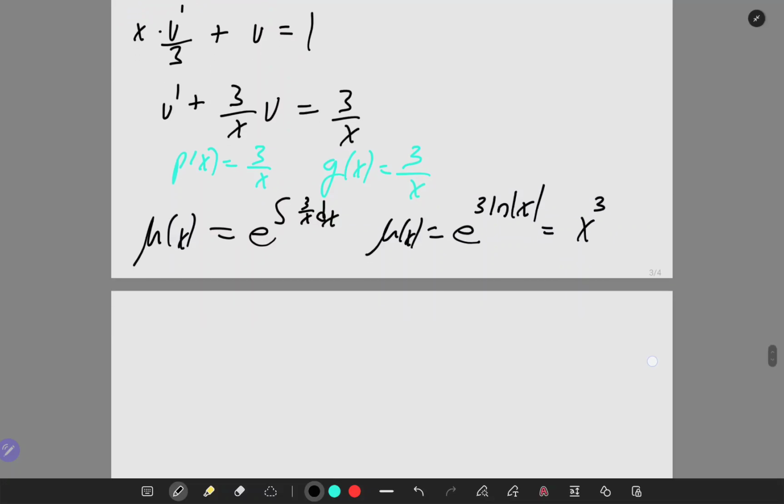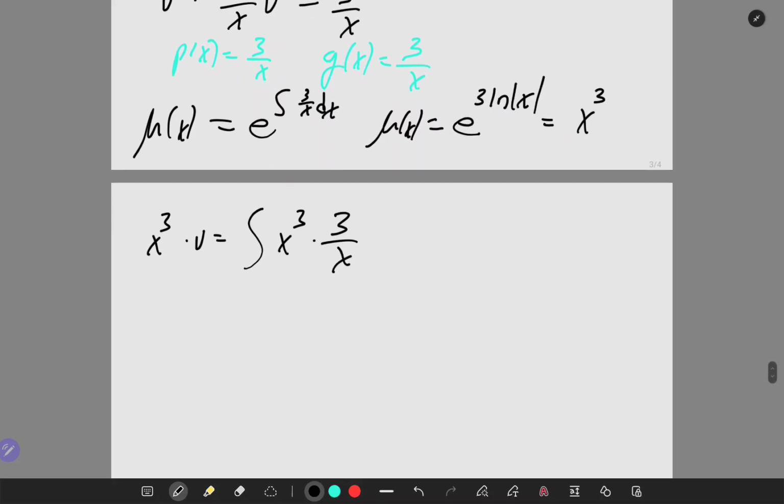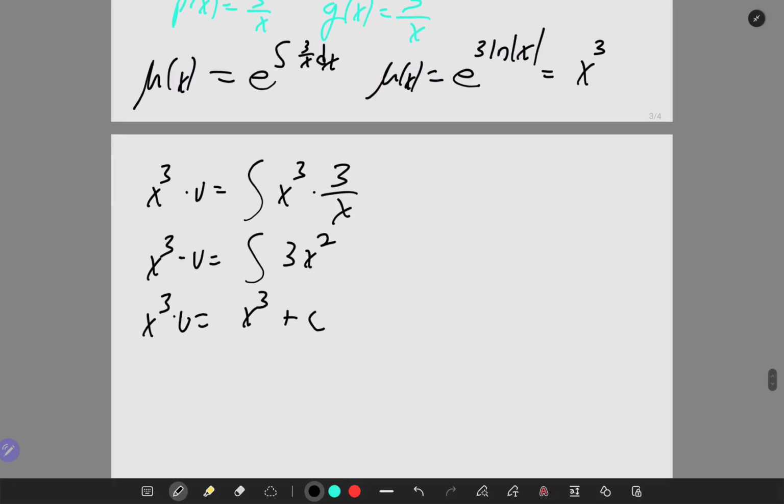So now, remember the formula. So we have mu of x times v. So x cubed times v is equal to the integral of mu of x times g of x. So that's x cubed times 3 over x. Let's simplify this a little bit. This is 3x squared. The integral of that is x cubed plus c, right? Because that 3 cancels.